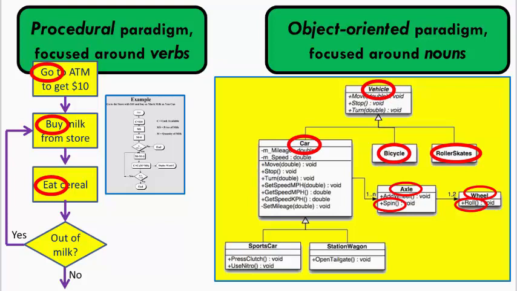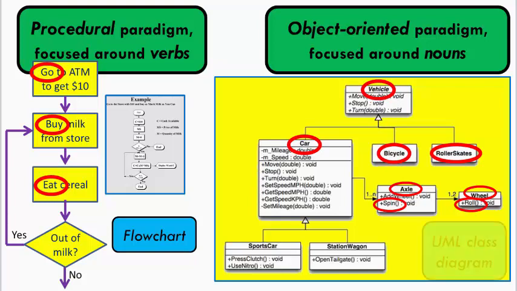There is a place for each. The key difference is that when she is doing procedural design, she focuses on verbs and thinks in terms of flowcharts. When she is doing object-oriented design, she focuses on nouns and uses UML class diagrams, like the one shown here, to develop her design.